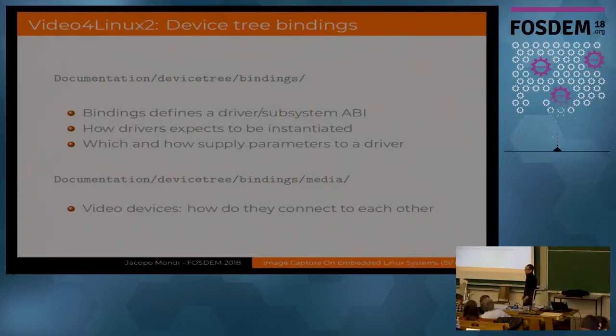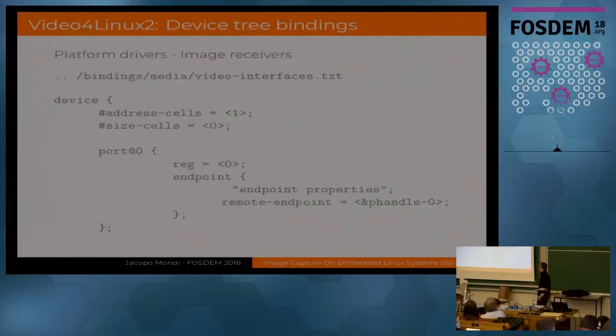The video devices have very specific device tree bindings, which are described in this directory. There is a video-interfaces.txt file that describes the general bindings for all video interfaces, and describes, most importantly, how they connect to each other. So this is a very simple representation of a possible device tree for a video capture device.